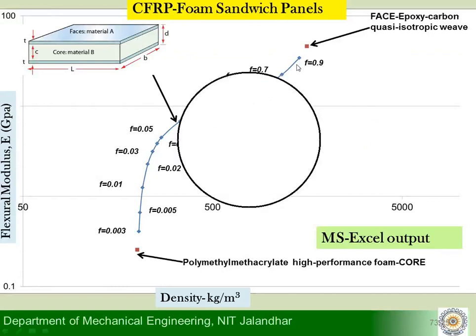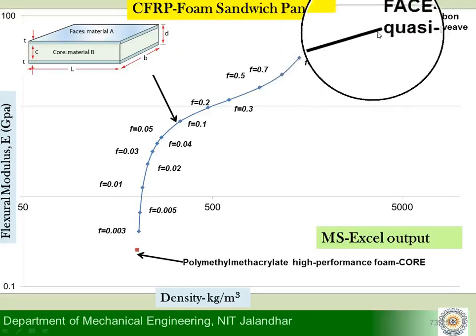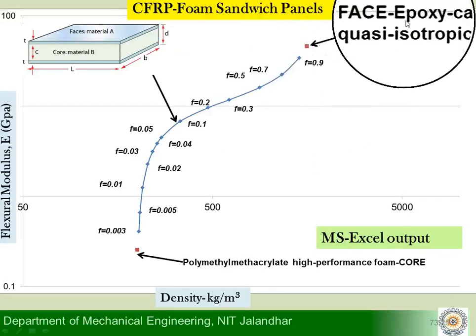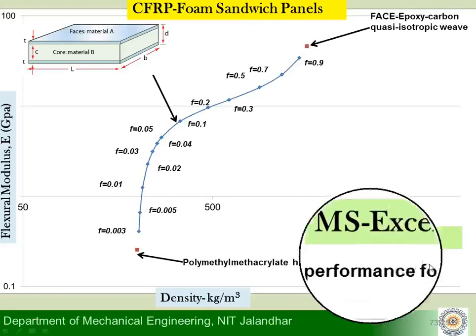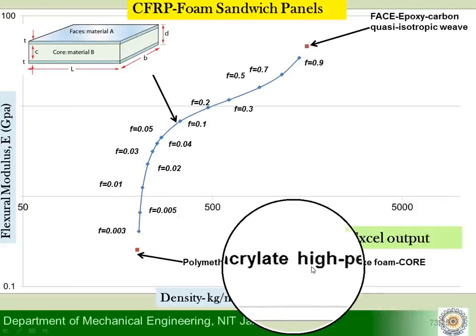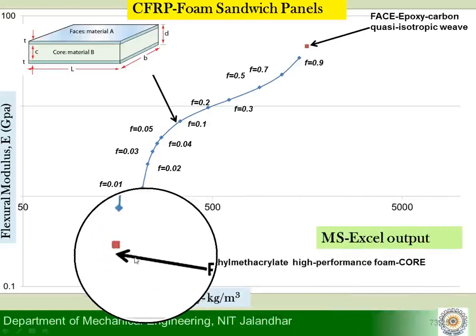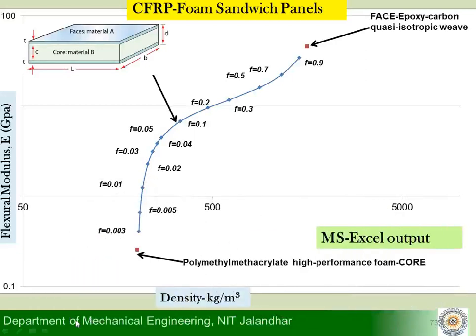So what we see here in this chart, the same thing I have now brought into my presentation. This red dot, as I said, is representing the face material, which is nothing but a CFRP, that is epoxy carbon fiber. And this one is the core material, which is nothing but polymethyl methacrylate high performance core. So we have these two materials given here, and the blue curve here is representing the equivalent flexural modulus for sandwich structures that are generated for varying values of F, that is face volume fraction.